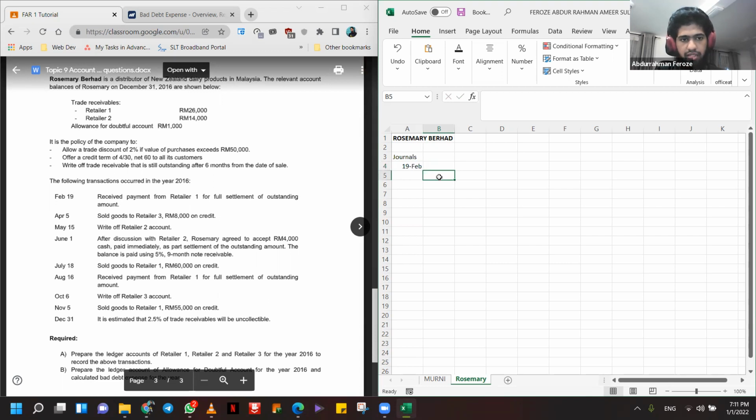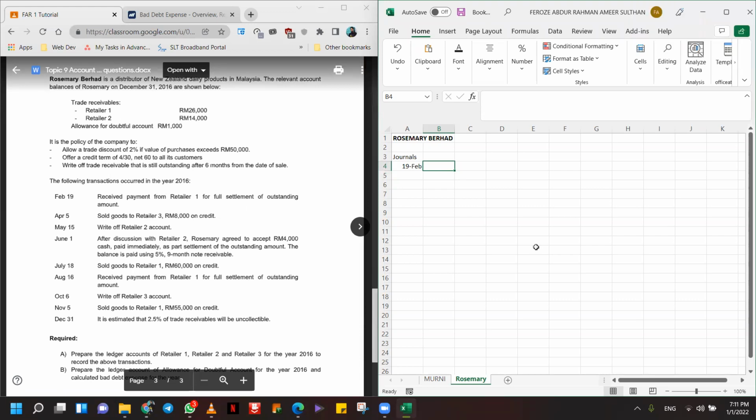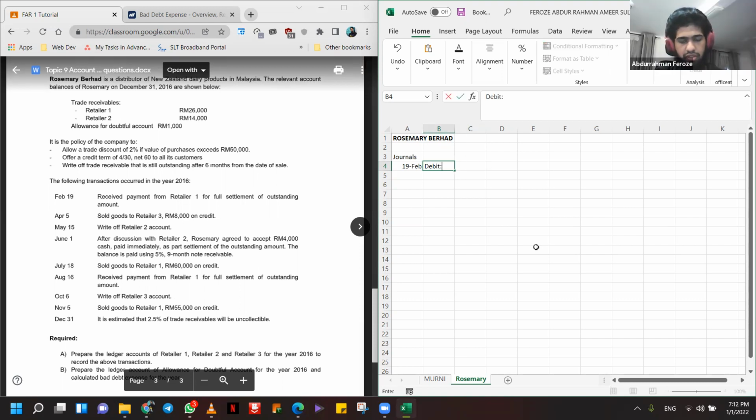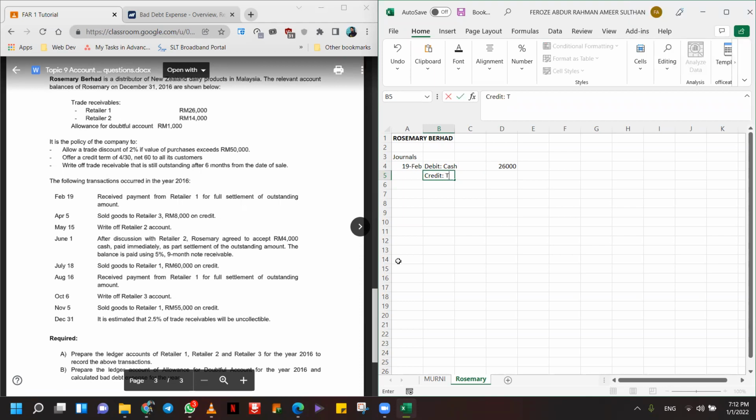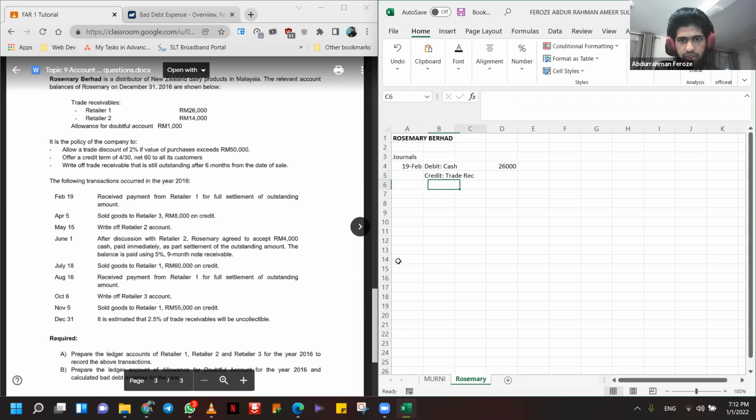All right. On February 19th, we had received payment from retailer 1 for full settlement of outstanding amount. So what is the outstanding amount of retailer 1? Based on the question, what is the outstanding for retailer 1? 26,000. So we have received full payment. So what do we debit? You debit cash 26,000, and you credit trade receivable 26,000. All right. So this is the first transaction, and then we have April 5th.